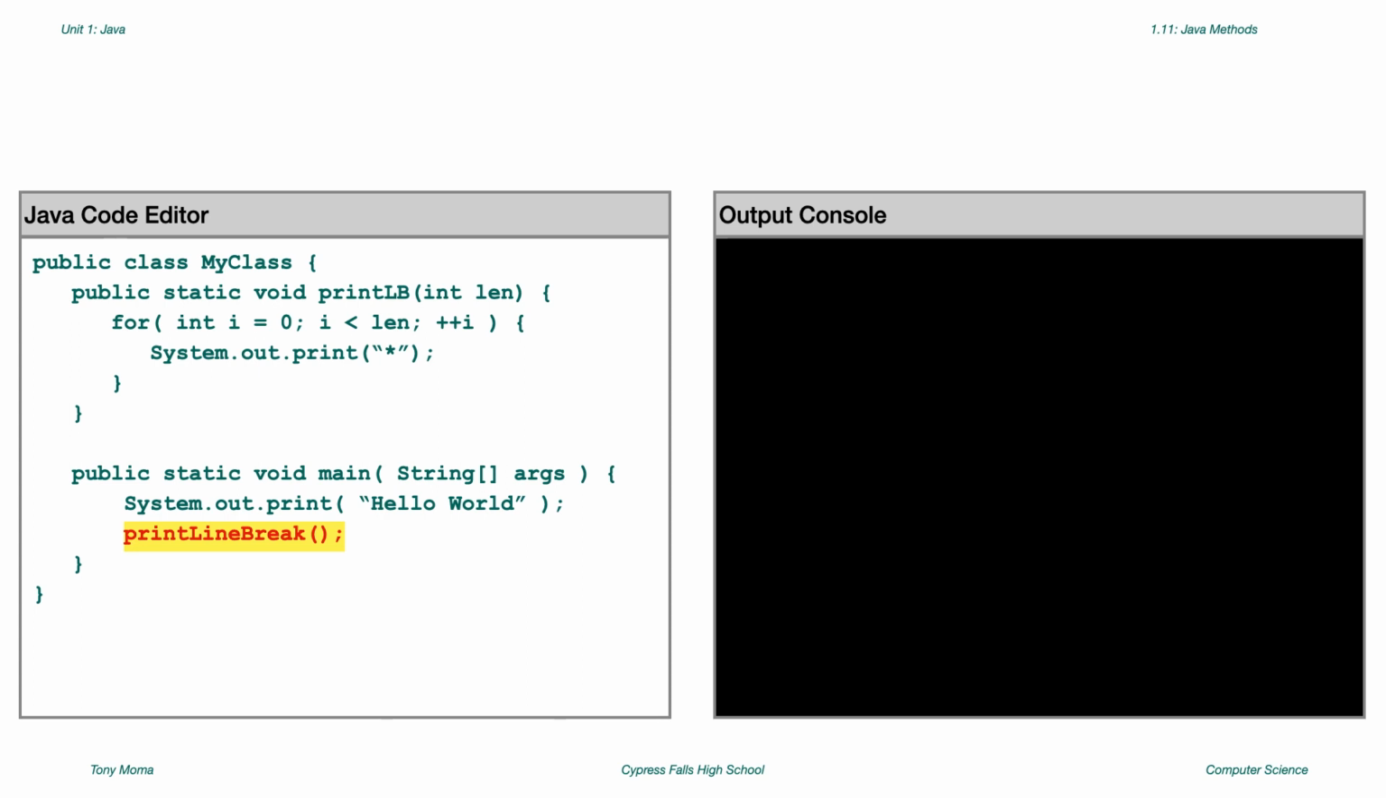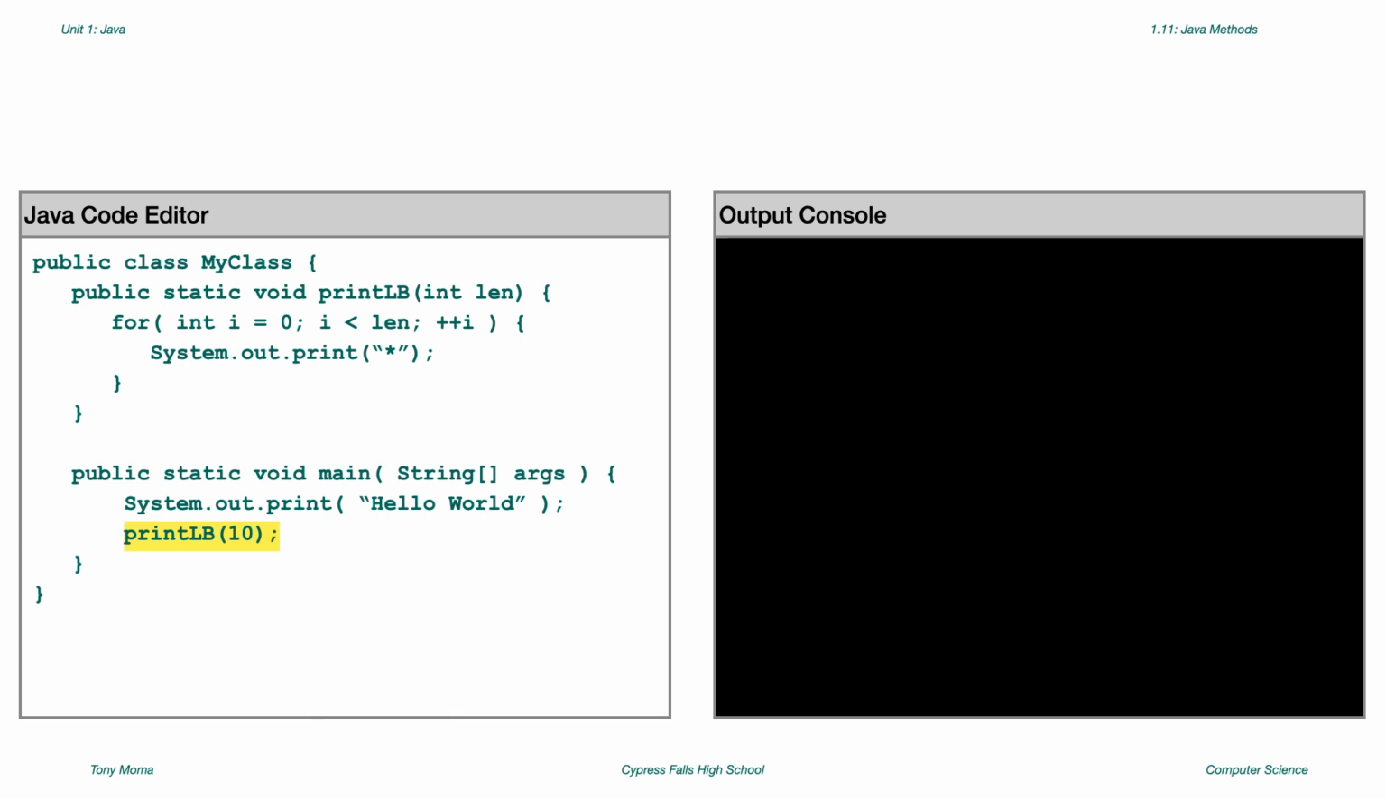Now, suppose I change it to printlb. Okay, the name's correct, but we still have an issue. We defined the printlb method to expect one integer parameter, but in the main method, we didn't give it any parameters. This will trigger an error message because we never defined a printlb method that receives no parameters. We only defined one that receives one int parameter. Thus, we need a number in there. So we put 10. That gets rid of the error message.